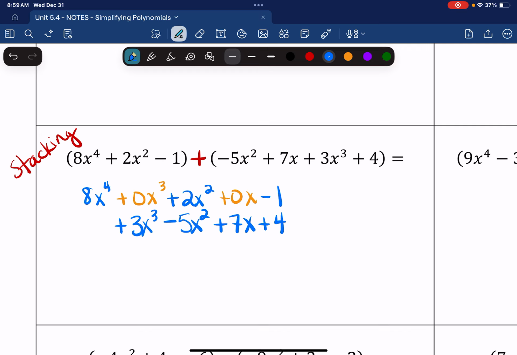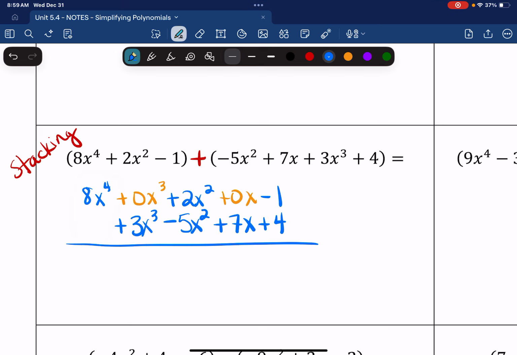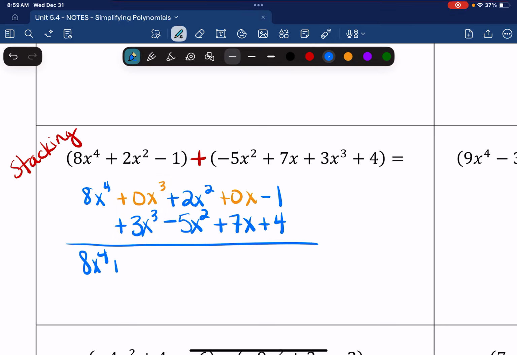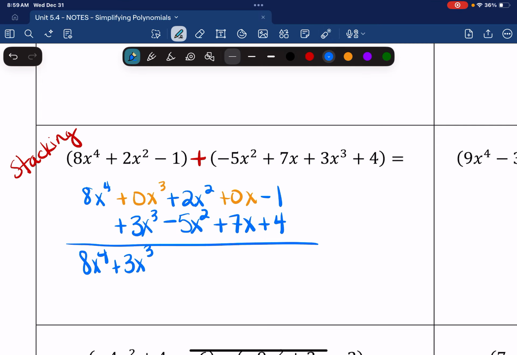So now we have all of our terms lined up and we can combine them together. 8x to the fourth power has nothing to combine with. Then we have 0x cubed plus 3x cubed. So I've got plus 3x cubed. So 2x squared minus 5x squared gives us our minus 3x squared.